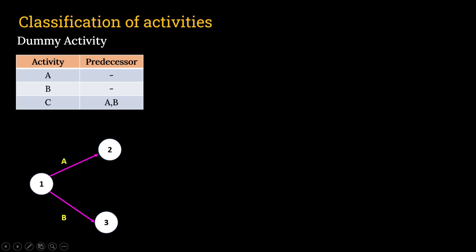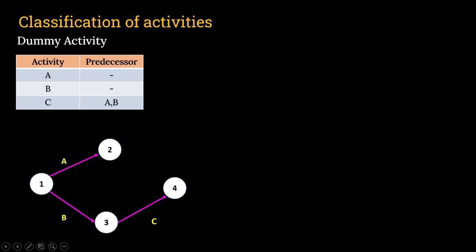So let us take this first. In the table it is mentioned that C will start after the completion of A and B. Now here you can see that C is starting after the completion of B. A is in no way connected. So we need to connect that. That means A will be completed, B will be completed, then only C can start. In that case, some link is missing.